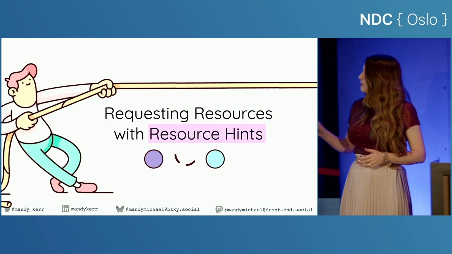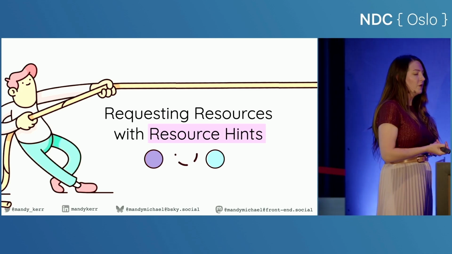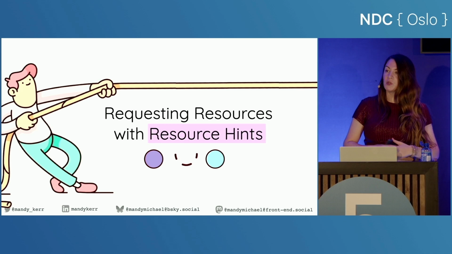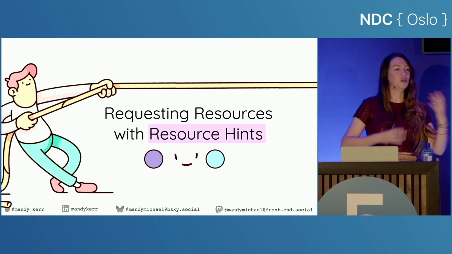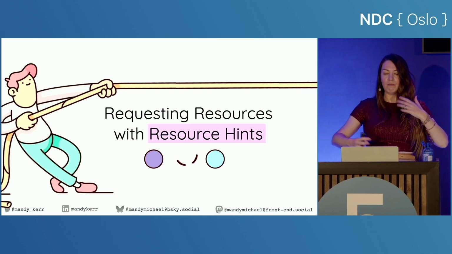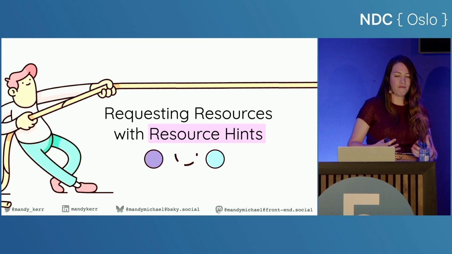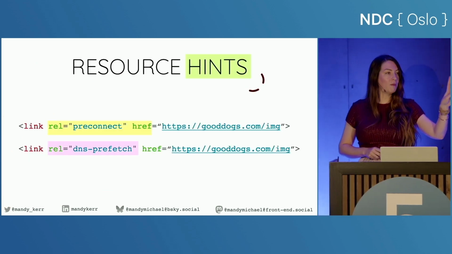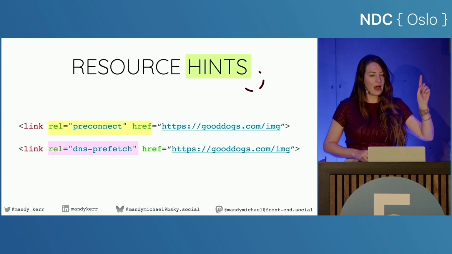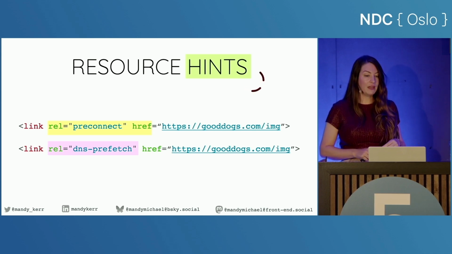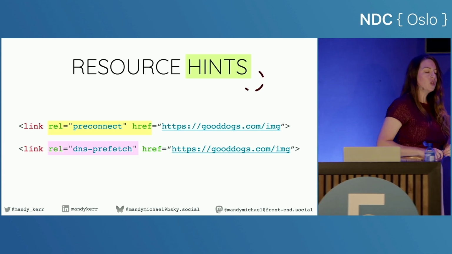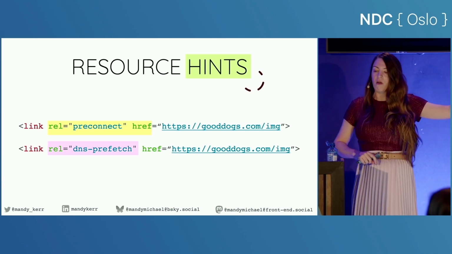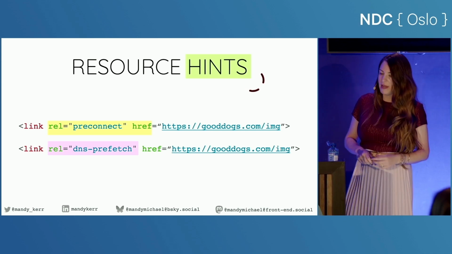So the next thing we're going to look at is requesting resources. Requesting a resource from the server can take a really long time. So if you can handle this ahead of time, you can make your applications and websites feel a lot faster. We do this using resource hints. There are two options that we'll talk about, pre-connect and DNS prefetch. You use these on the link element with the rel attribute with a value of pre-connect or DNS-prefetch.